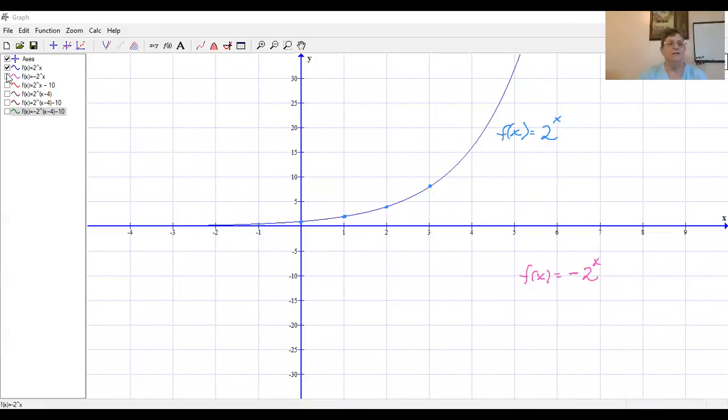How would that look? If we take the negative of 2 to the x and make all of the y values negative, it reflects it over the x-axis. We now have the points 0, negative 1, 1, negative 2, 2, negative 4, 3, negative 8, and so on.